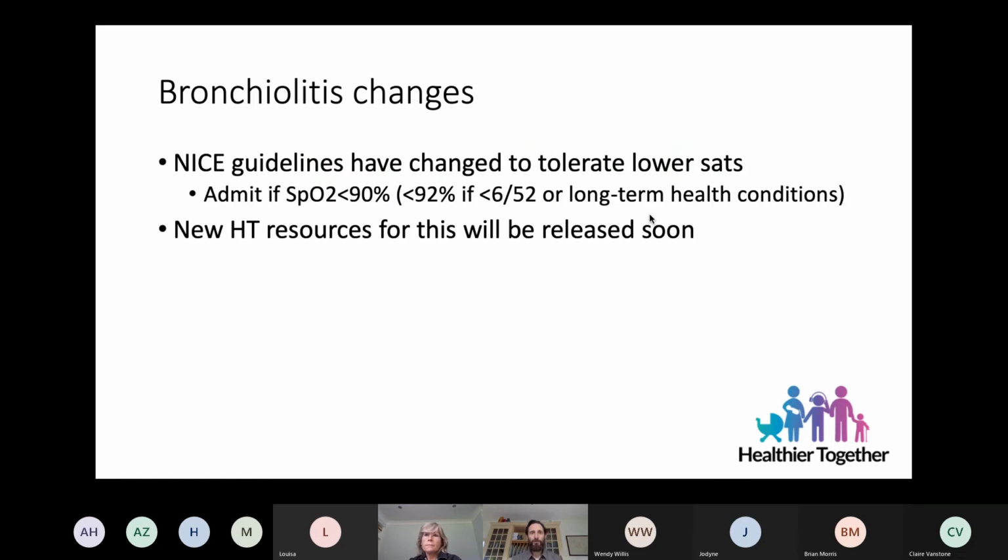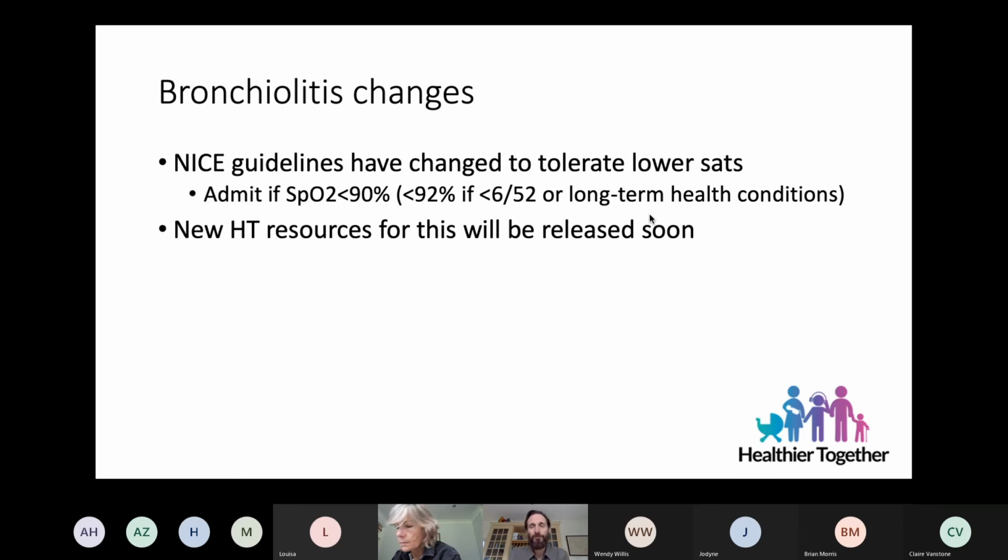Just to go through these bronchiolitis changes to make sure I've given you the right information. So essentially, if you've got a child that's got no comorbidities, they're not premature, they've not got heart problems, immunodeficiency, things like that, they're over 6 weeks, the NICE guidelines now say that you only really need admission if they're below 90% oxygen saturation. And that's obviously maybe significantly lower than you're used to. Just bearing in mind this is a child that's still feeling okay and that you've not got other concerns that they needed admission for.